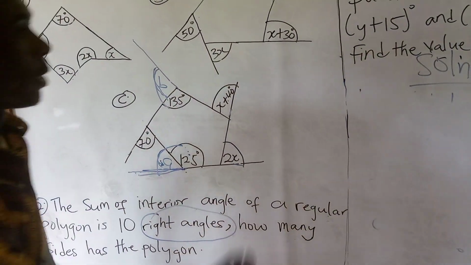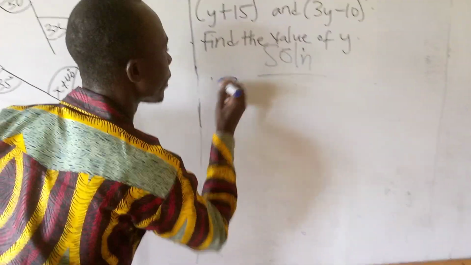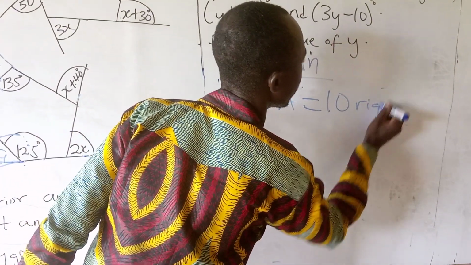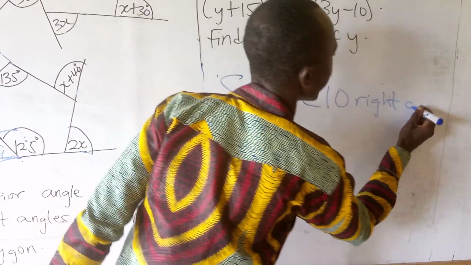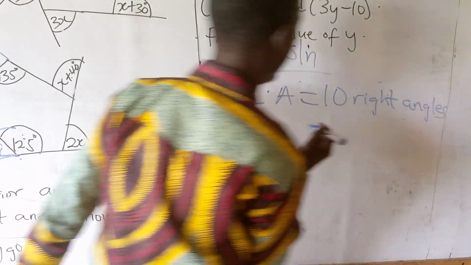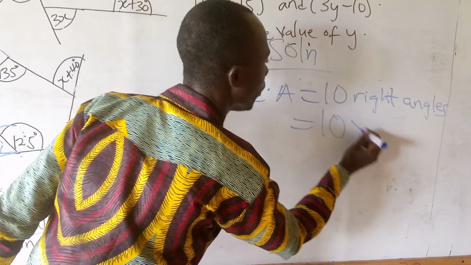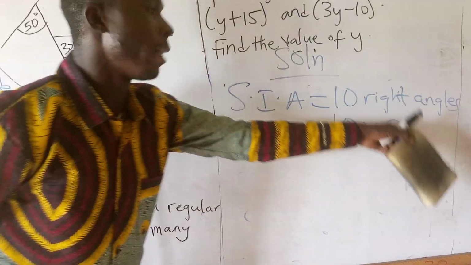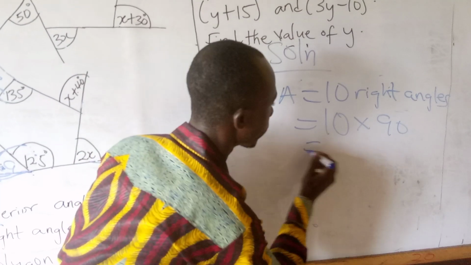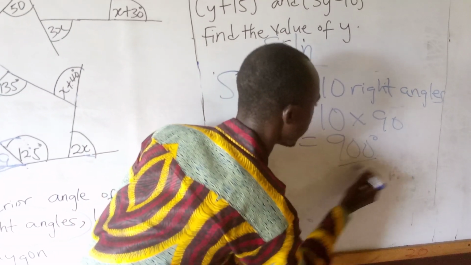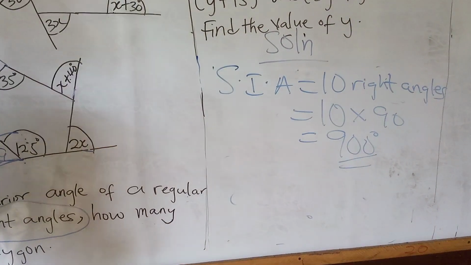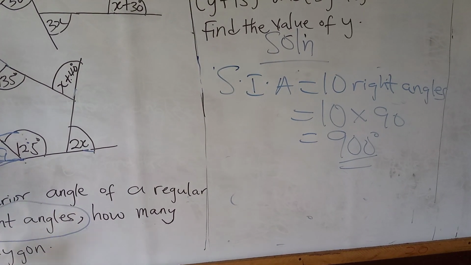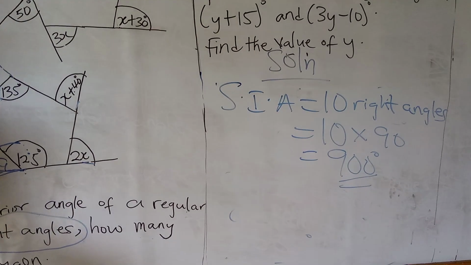So the sum of interior angles, they are saying, is 10 right angles. This means it becomes 10 times 90, because we know a right angle is 90. So it's 900 degrees. This is our sum of interior angles. Because in this question, if you don't know how to calculate your sum of interior angles, you cannot solve it.